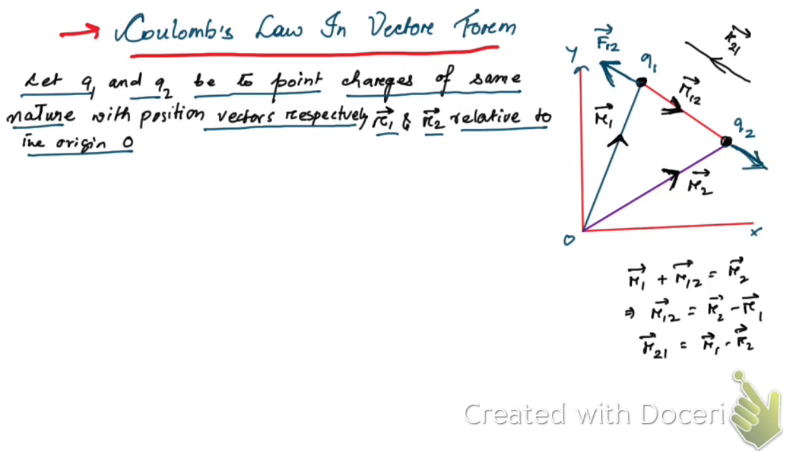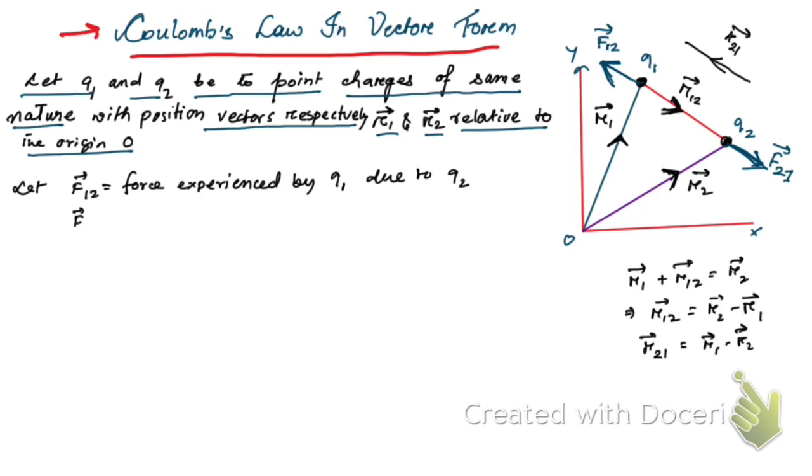In this direction, let me consider the force experienced by charge q2 due to charge q1, and let it be F21. So let F12 be the force experienced by q1 due to q2, and F21 be the force experienced by q2 due to q1.